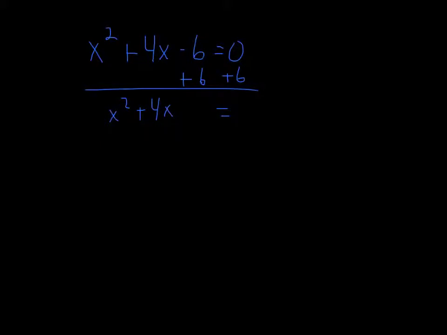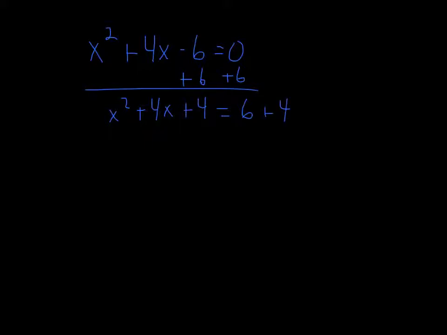x squared plus 4x minus 6 equals 0. Okay, we're going to add 6 to both sides. x squared plus 4x equals 6. I feel like this was one of our examples. Okay, half of 4 is 2. 2 squared is 4.